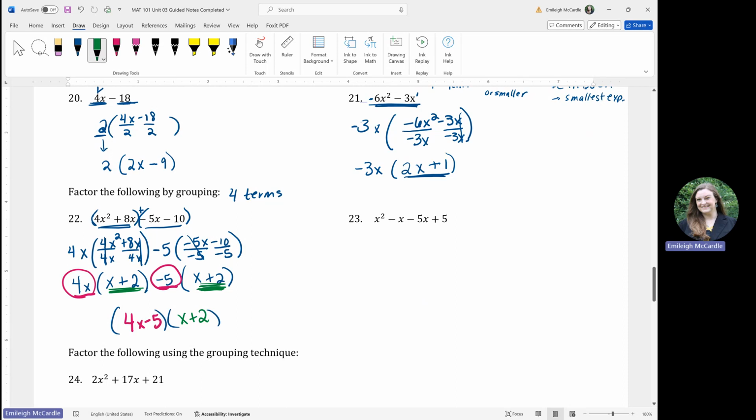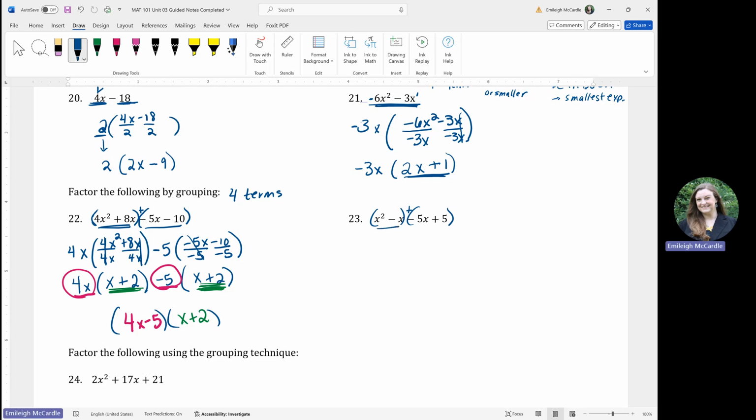All right, so that was grouping. Let's do that again. Looking at 23, we've got x squared minus x minus 5x plus 5. Our first step to grouping is to group. So we're going to group the first two and say plus the second two. Then we're taking out the GCF in each group.